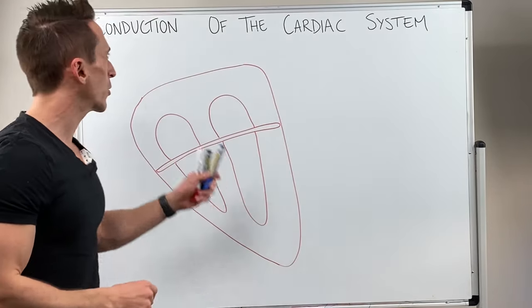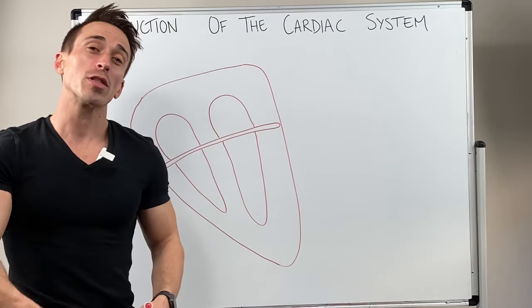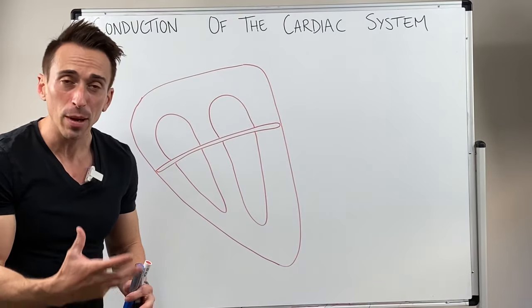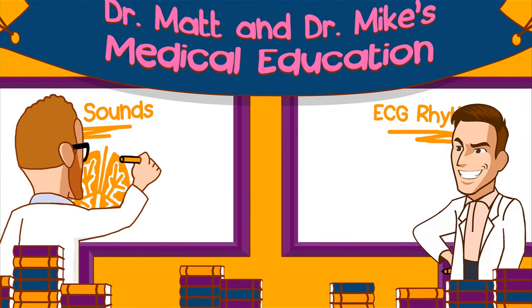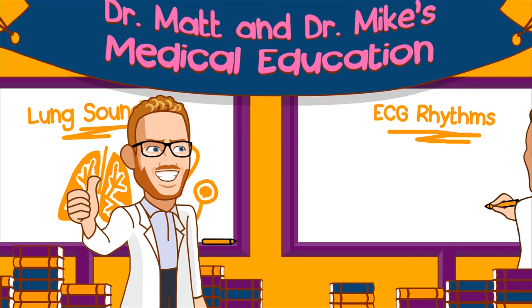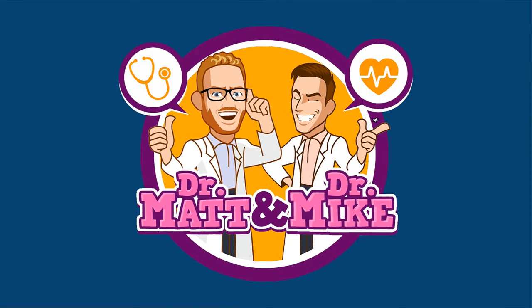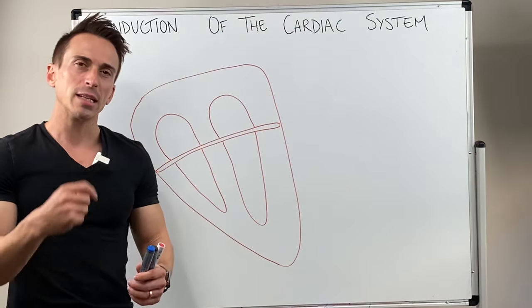In this video, we're going to take a look at the conduction of the cardiac system. This is the electrical current that moves its way through the muscle of the heart, the myocardium, in order to tell it to contract. Now, the first thing you need to remember is that heart muscle is specialized.